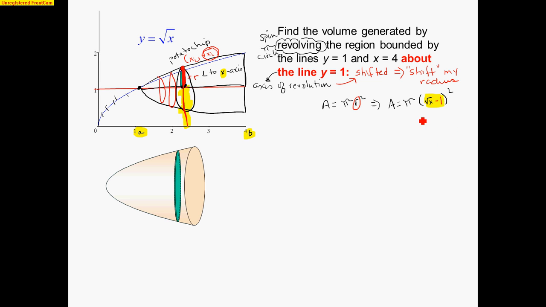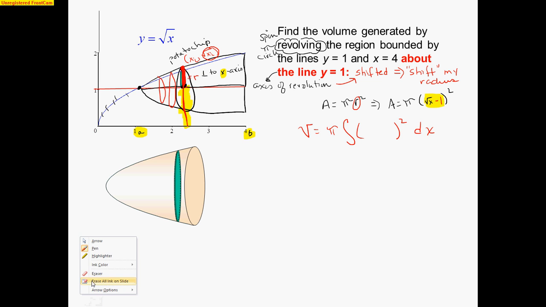Okay. Now I can move on. Now at this part I start to roll, right? How do I move from area to volume? Volume is pi r squared times the thickness.